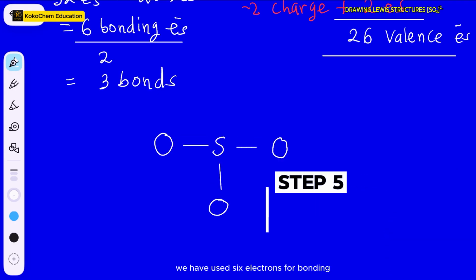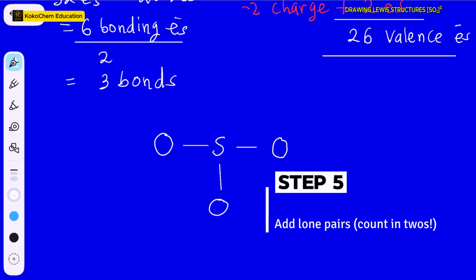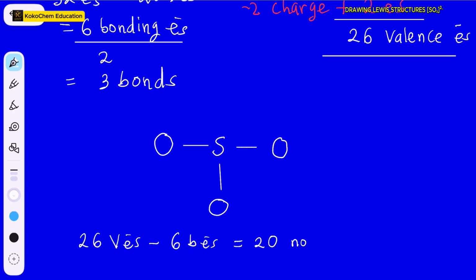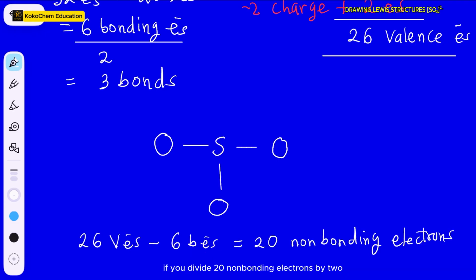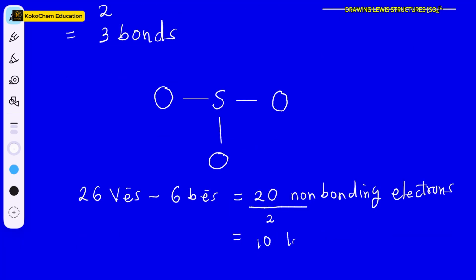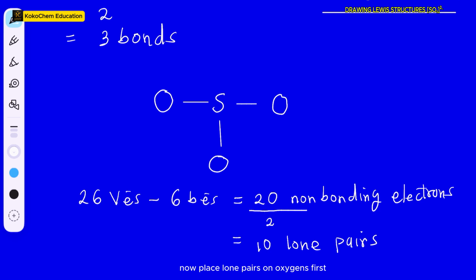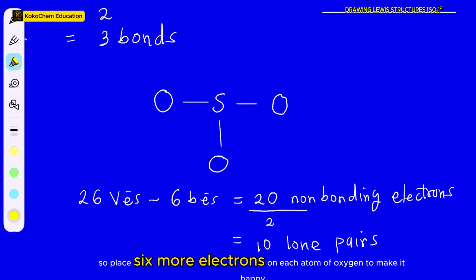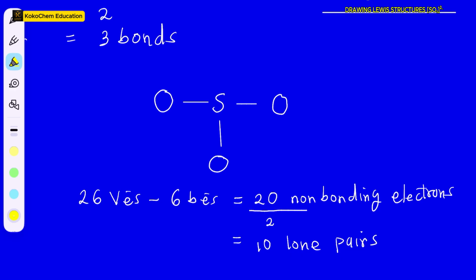We have used 6 electrons for bonding. Okay, we had a total of 26 valence electrons. That means we have 20 non-bonding electrons left. If we divide 20 non-bonding electrons by 2, you will have 10 lone pairs. Now place lone pairs on oxygens first. Because of the single bond, each atom of oxygen has only 2 electrons. So place 6 more electrons on each atom of oxygen to make it happy.